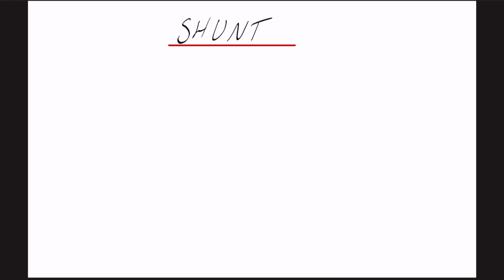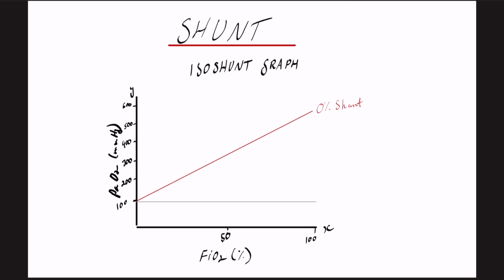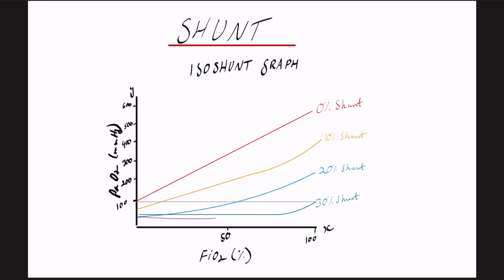So a graph you might come across in your studies around this is the shunt iso, or what's called the isoshunt diagram. On the y-axis, you'll draw your PaO2 in millimeters of mercury, and on the x-axis, you'll draw FiO2. And what you can see here through these lines is that as the shunt increases, you need more and more FiO2 to overcome shunt to saturate the person.